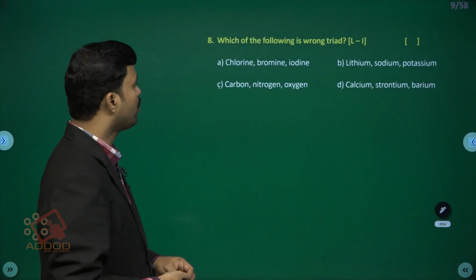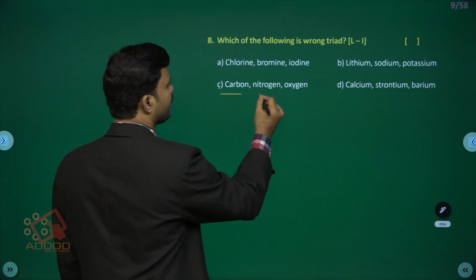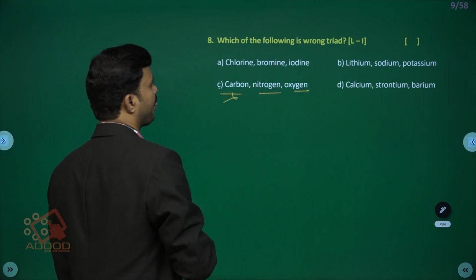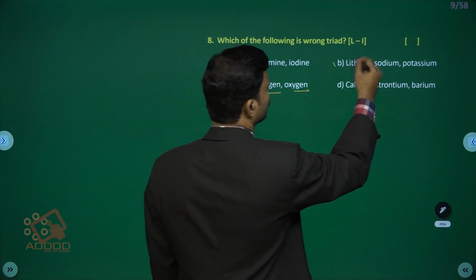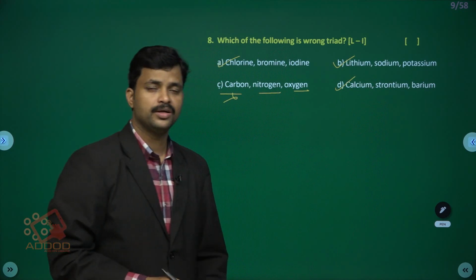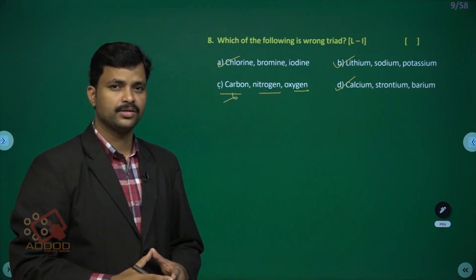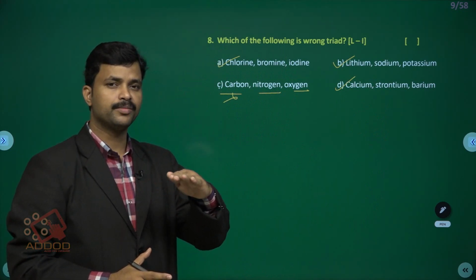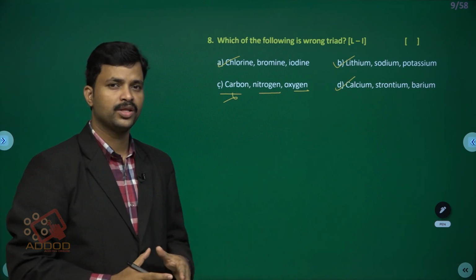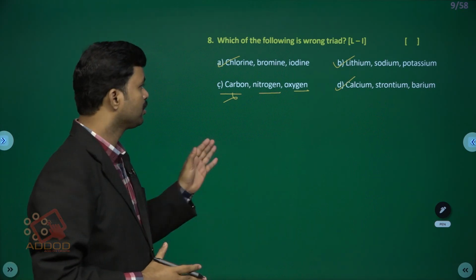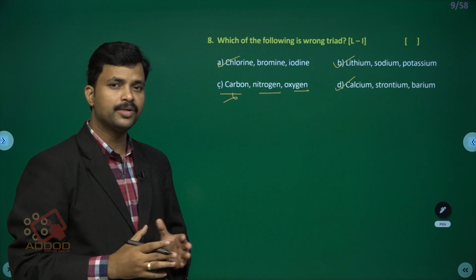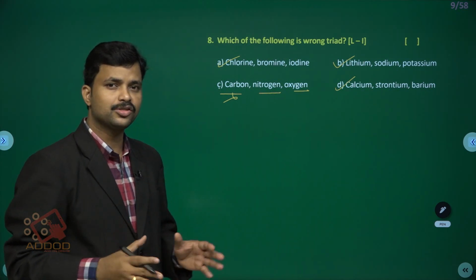Which of the following is a wrong triad? Carbon, nitrogen, oxygen is not a triad. Chlorine, bromine, iodine; lithium, sodium, potassium; calcium, strontium, barium are the Dobereiner triads. The average atomic mass concept is valid and they have similar properties. For carbon, nitrogen, oxygen, the atomic mass concept is not valid and the properties are also not similar.